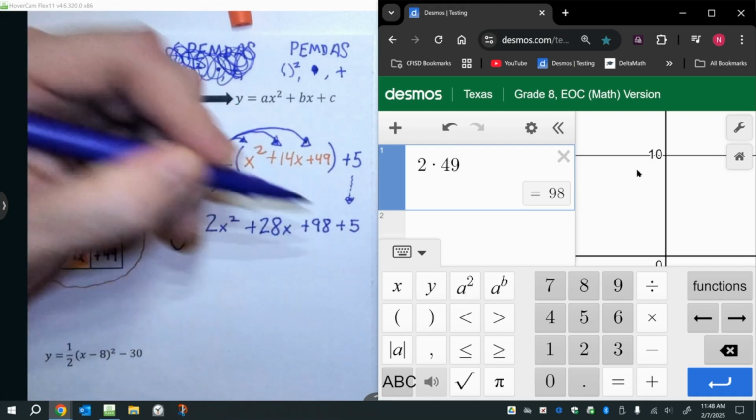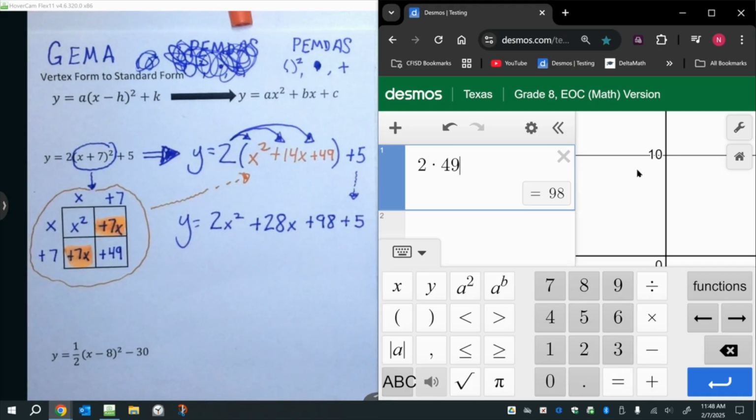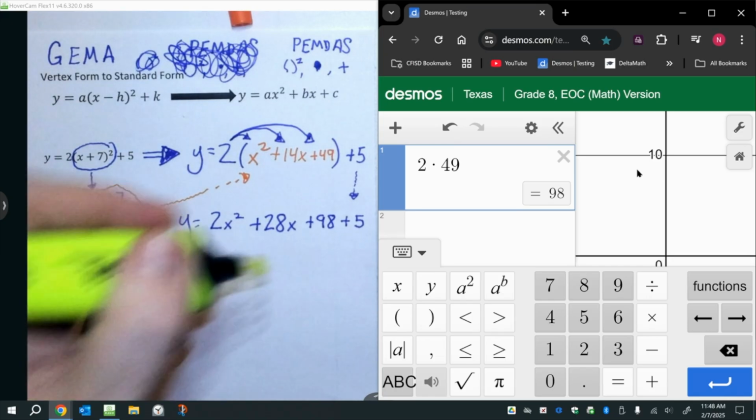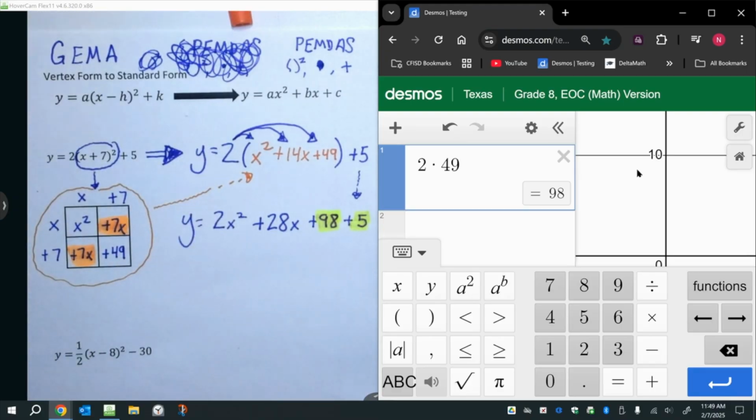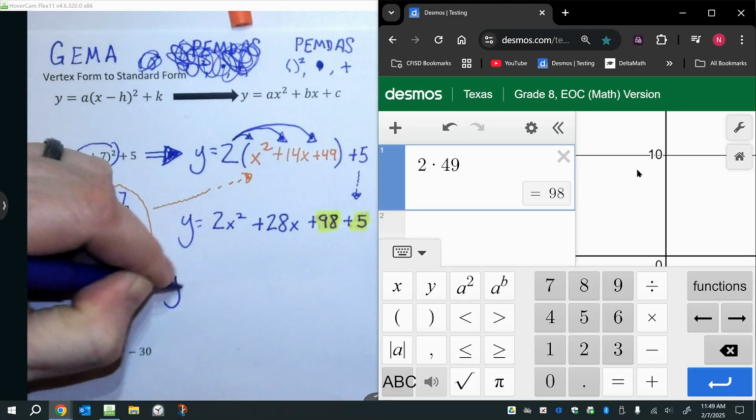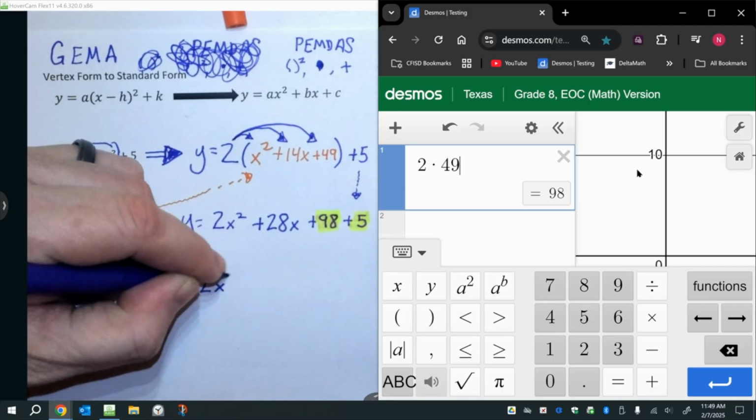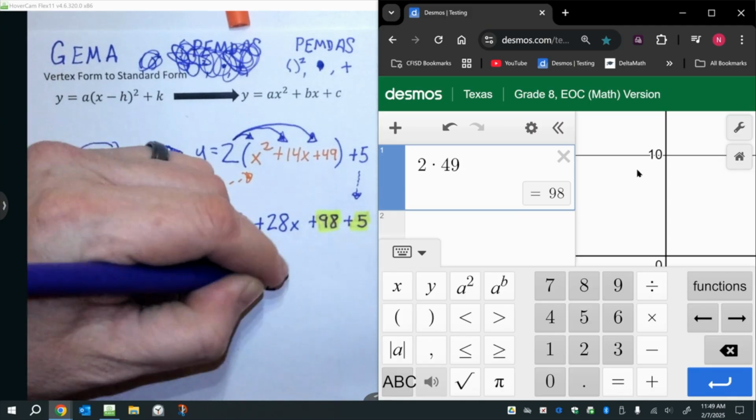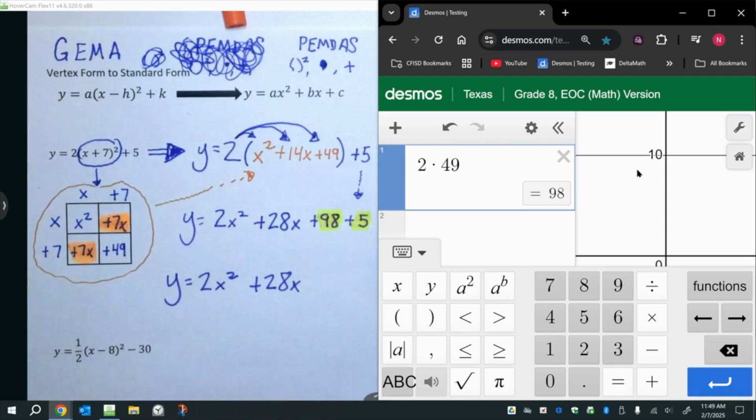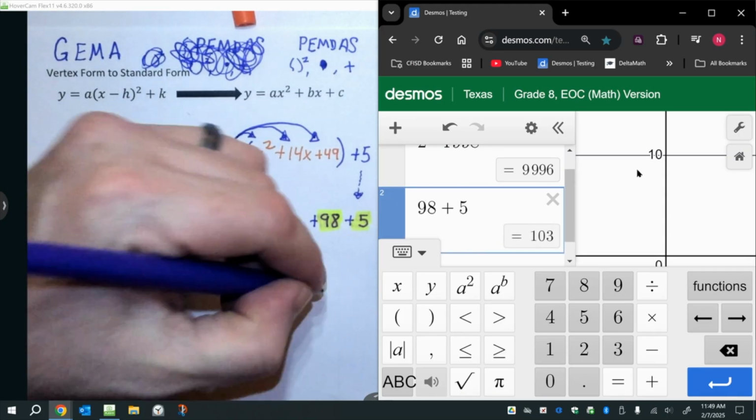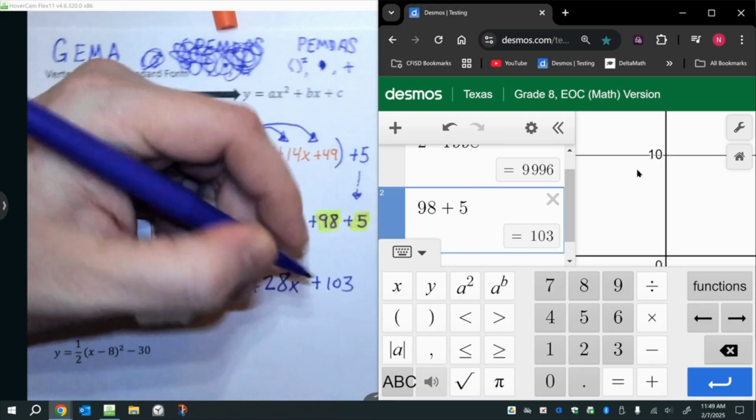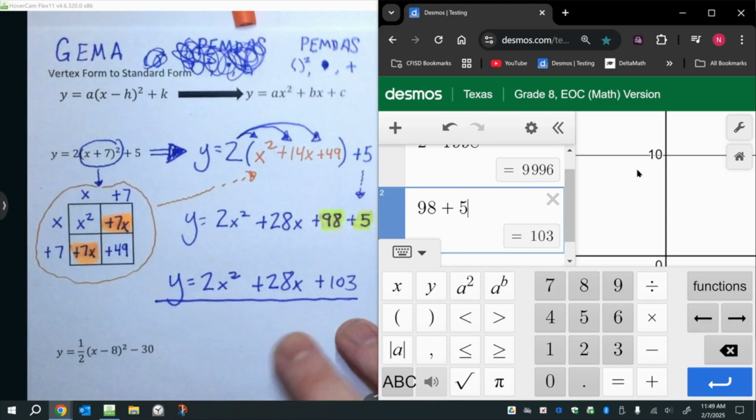Plus 5. All right. So now the last thing we're going to do is add our like terms, because we have like terms. This guy is like terms with him. And so otherwise I have y equals 2x squared plus 28x. And then if we take 98 and add 5 to that, we get 103. So there is my answer.